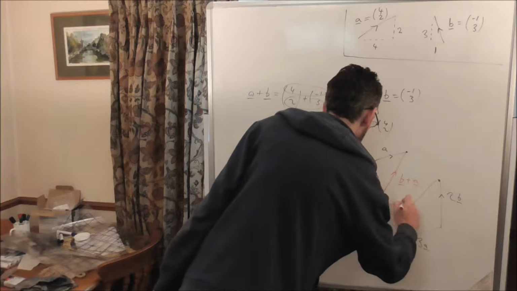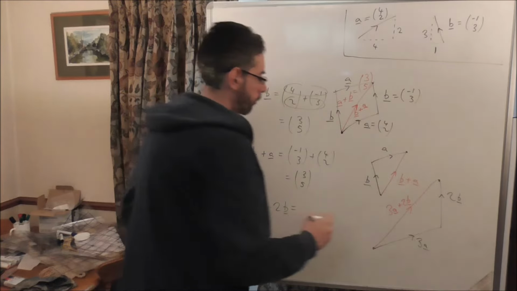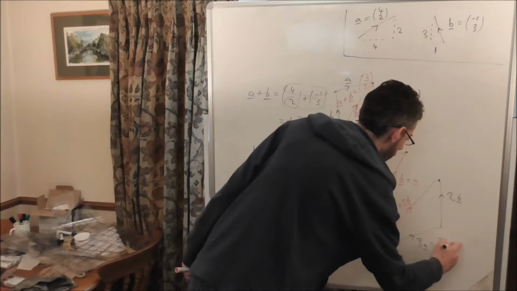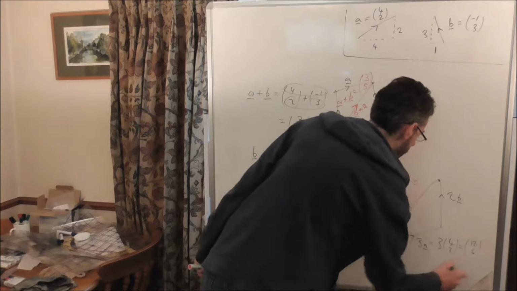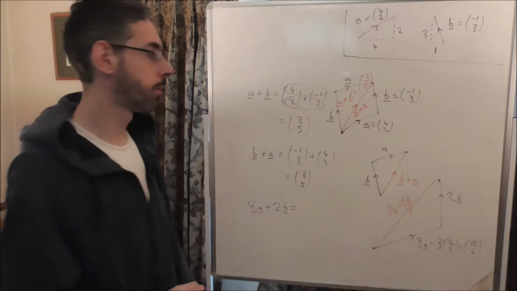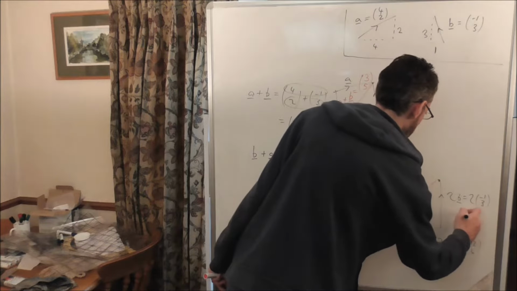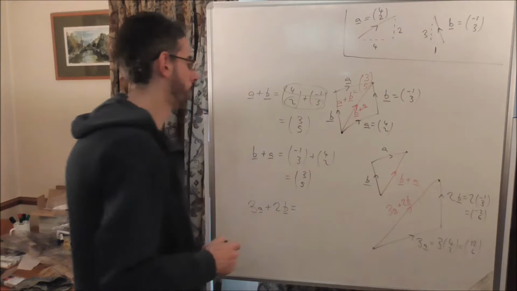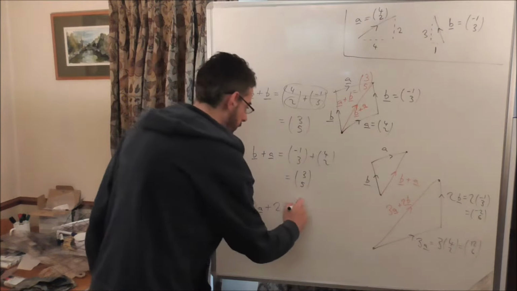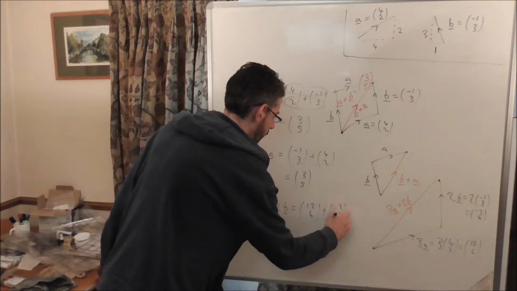And that's something we can work out, again, as a column vector. 3A is just 3 lots of A, so 3 lots of 4, 2, which is 12, 6. 2B is 2 lots of B, 2 lots of minus 1, 3, which is minus 2, 6. So we have 3A plus 2B. 3A is 12, 6. 2B is minus 2, 6.